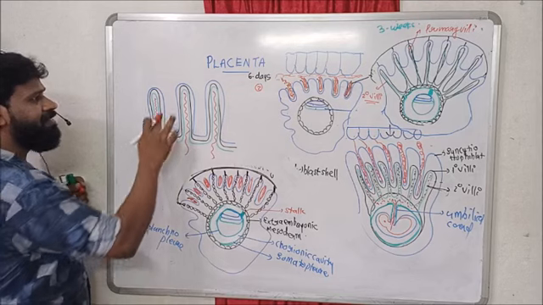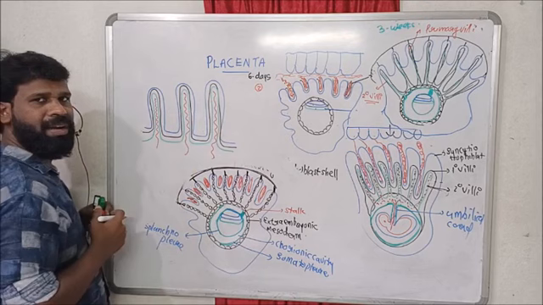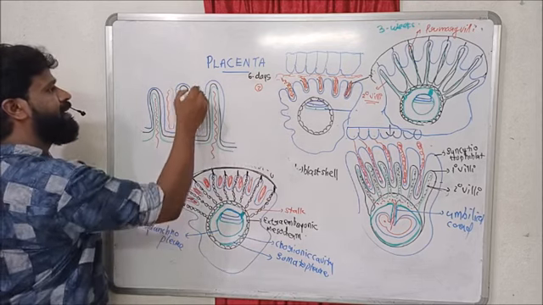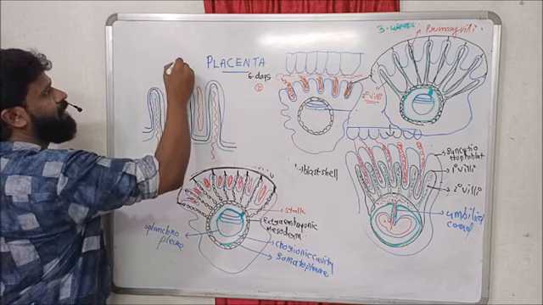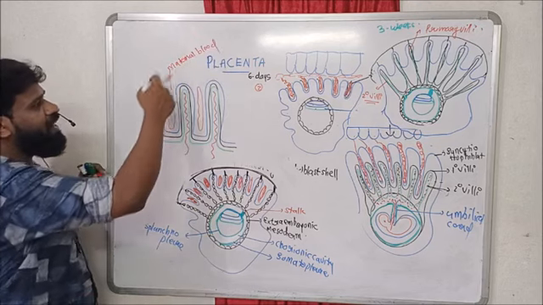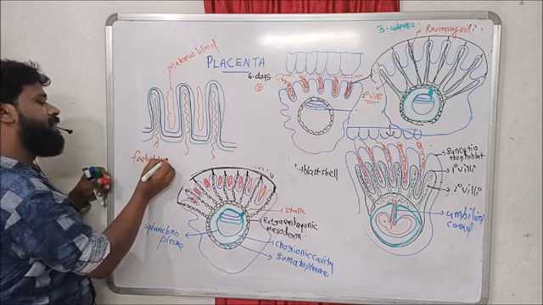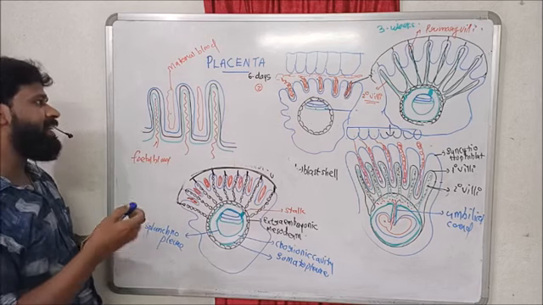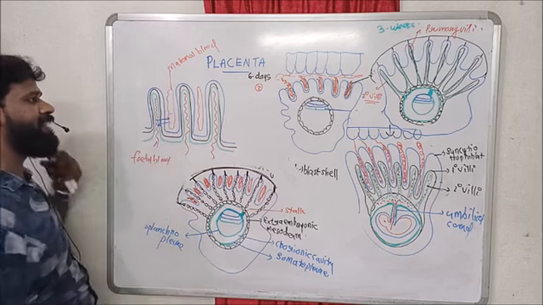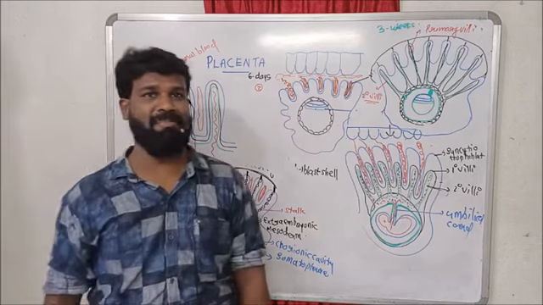What is this space? This space is known as lacunae. This intervillous space is called lacunae. We know this lacunae contains the maternal blood. So there is no direct contact between the maternal and fetal blood, and it allows the exchange of materials between maternal and fetal blood.